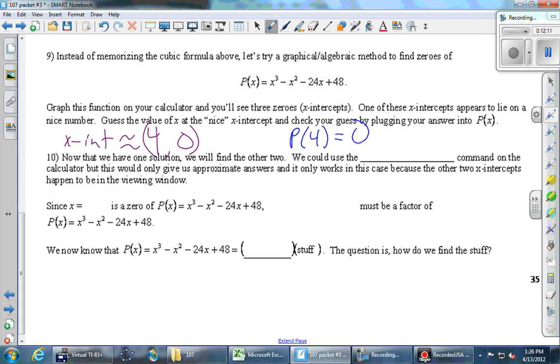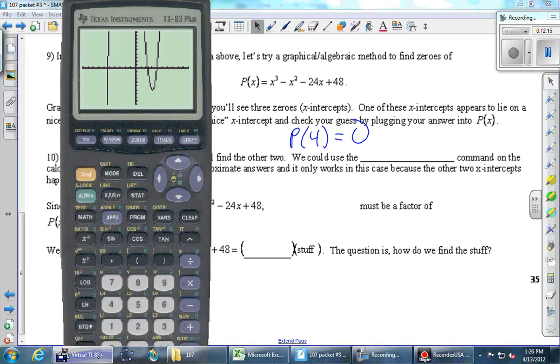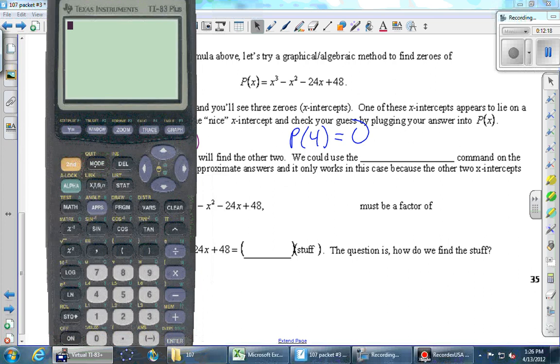Well, I can do P of 4 right here. I could do it on the main screen if I don't feel like doing the calculations by hand. But I can come out here and do 4 cubed minus 4 squared minus 24 times 4 plus the 48. What are we hoping for? We're hoping for 0, if it's perfect. What do you know? Okay, so we looked at it.